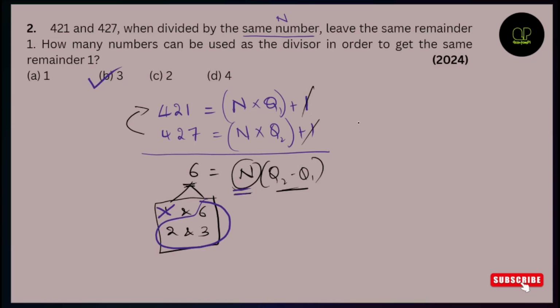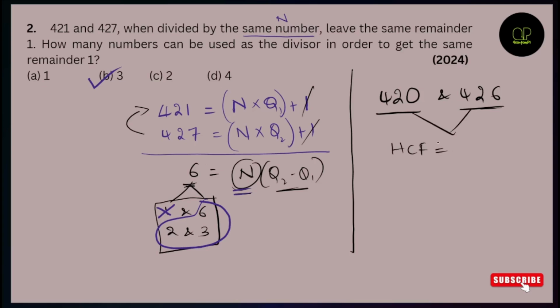Or else we can do it the other way. See, you are dividing 421 and 427 by a number, and it is giving you a remainder 1. So if it is dividing exactly, then the numbers have to be 420 and 426, right? So that number will exactly divide these two numbers. So what is the number which can divide both these two? It is their HCF, highest common factor. If I look into this, the highest common factor is 6. So 6 is the number which can divide these two numbers, right?